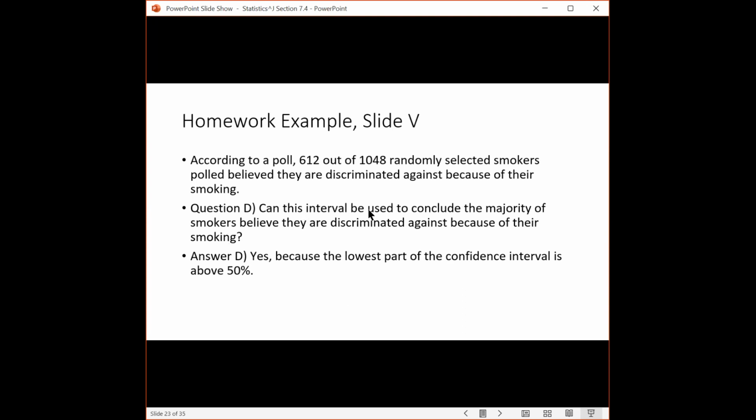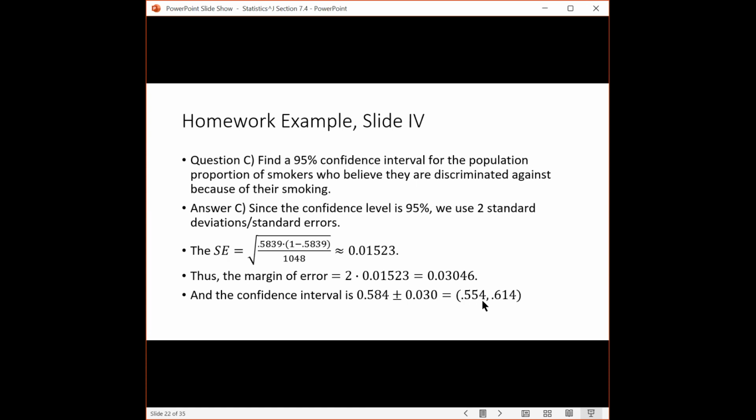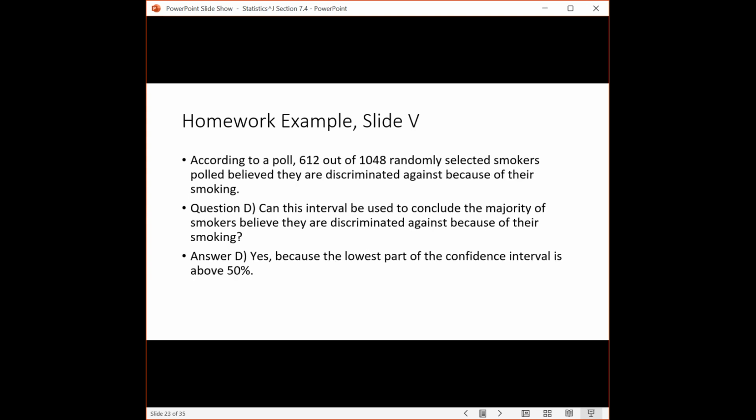Okay, and then finally, question D: can this interval be used to conclude the majority of smokers believe they're discriminated against? Yes. The reason is that we're 95% sure that the percentage of smokers is between 55% and 61%. Now that is above 50%. So we're 95% sure that a majority of smokers believe they're discriminated against. And what I put here is because the lowest part of the confidence interval is above 50%.